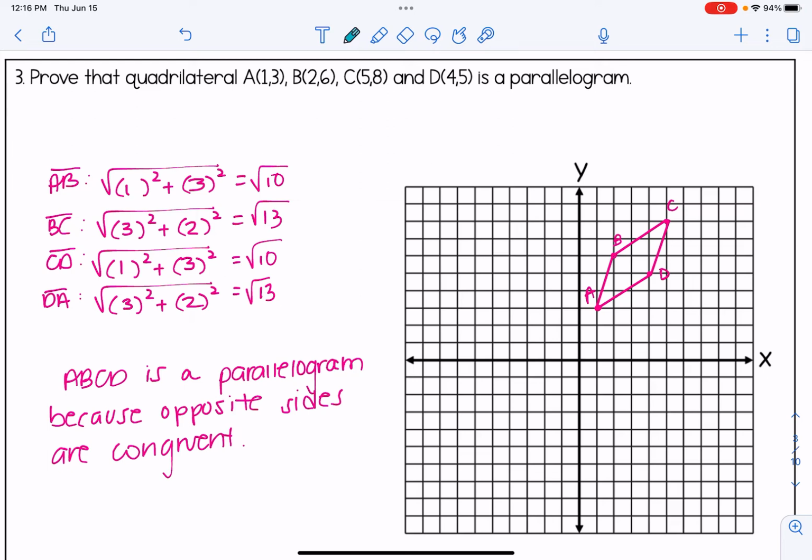Parallelogram: we said before that my suggested method is using the distance formula 4 times, and that means for each of the 4 sides. When you are finding this, you can see in the picture that AB and CD are opposite one another, and therefore they would be congruent if this is a parallelogram.